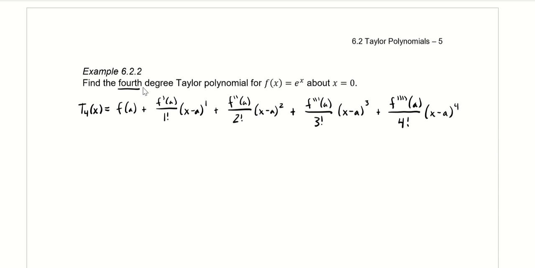I'm finding a bit higher degree Taylor polynomial here, but the reason I'm doing that is in part because of how easy my derivatives are for this function. So again, what do we need here? We need our function value, which we see a couple times in here, plus 4 of its derivatives, and our a.